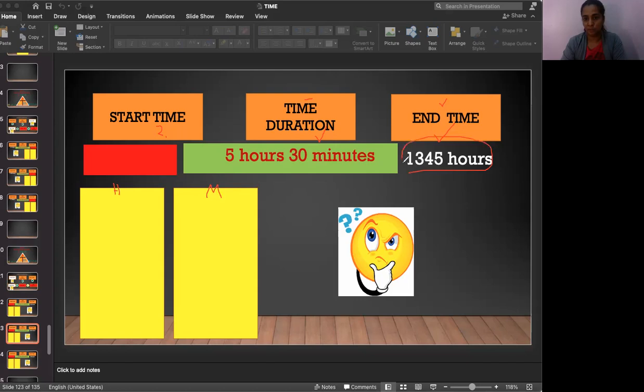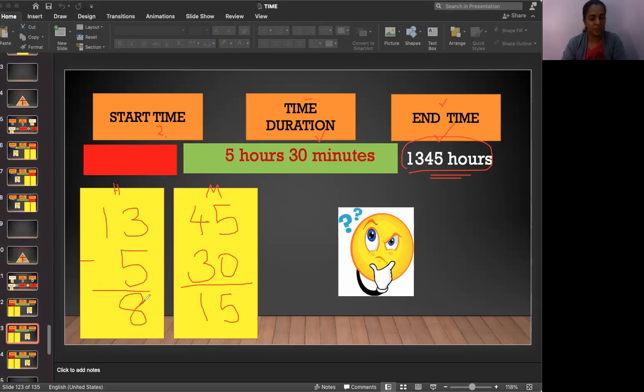Take your end time, and if you note, it is already written in the 24-hour system, so it makes life a little easier. 13:45 hours minus 5 hours and 30 minutes. So here we do a simple subtraction. 45 minus 30 is 15. 13 minus 5 would be 8. So that is the start time of your event. And how would you write it? You would write it as 08:15 hours. You write it in the 24-hour system because the question is also in the 24-hour system.